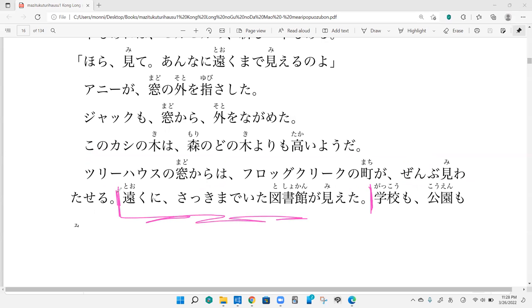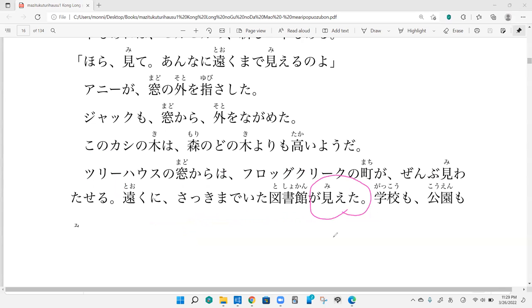Next is this one. 遠くに。Gee, I always forgot that. さっきまで、としおかんが見た。Nice. So let's look at the vocabulary we've talked about earlier.